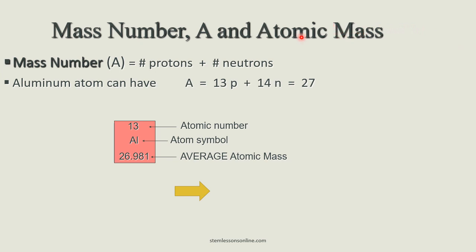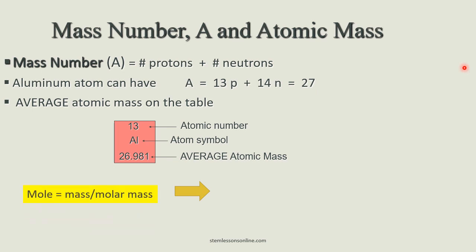We see for aluminum, it is 26.981. That is nothing but the average atomic mass. This is not the mass number. In the previous lesson on moles, we explained that 1 mole of a substance is the molar mass. How did we conclude that?